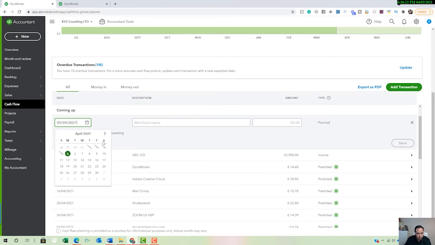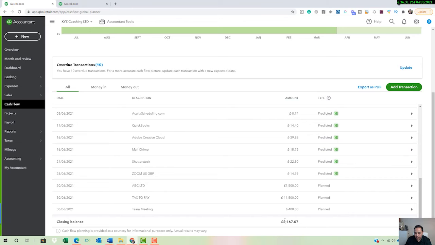At the end of June, tax to pay. Let's say that's 11,500. You have to be careful, it's money out, not money in, so you have to select the right buttons here. So save. Now you see that the closing balance has dropped to 2,167. That's still okay, and the business is still maintaining positive cash flow. Ideally, let's say XYZ wants to maintain 5,000 pounds as cash balance all the time, but it's not possible when they have to pay this liability.